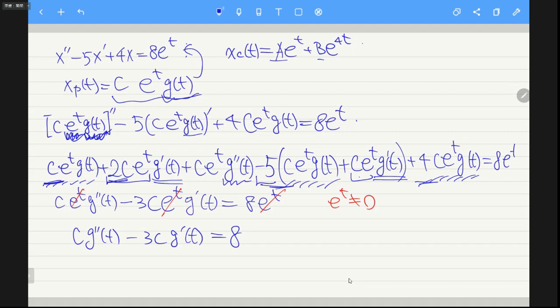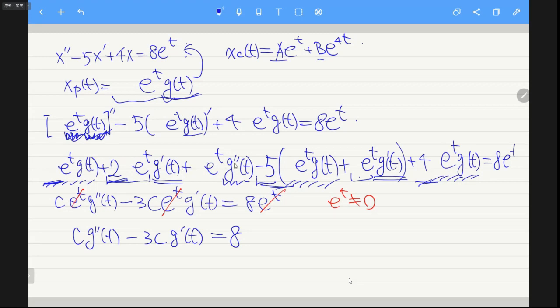5 minus 5, no. 4. No, this one. Exponential to t. Let me see. This one double prime times this one, 2 times this prime, this one.